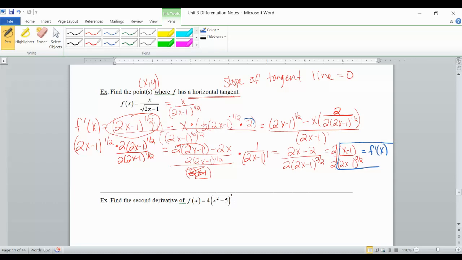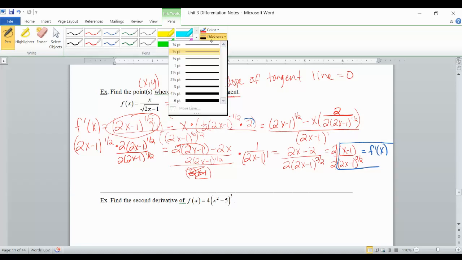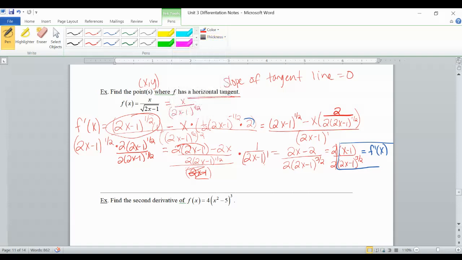And so I'm going to use that then to answer the actual question, which is, where does it have horizontal tangents? So it has horizontal tangents when your derivative is equal to 0. So I'm going to set x minus 1 over 2x minus 1 to the 3/2 equal to 0. And when I do that, I can multiply both sides by 2x minus 1 to the 3/2. So that's just going to be 0 when I multiply it times 0. So you're really looking at, when is x minus 1 equal to 0? And that's when x is equal to 1.